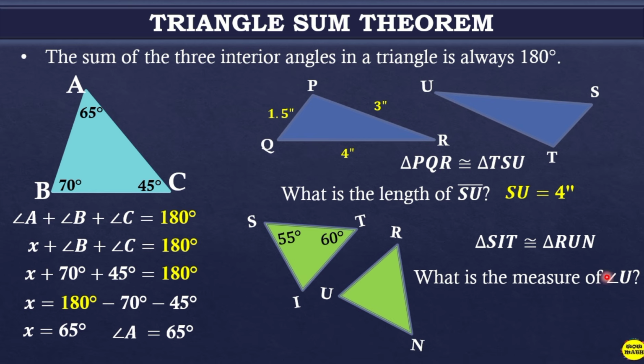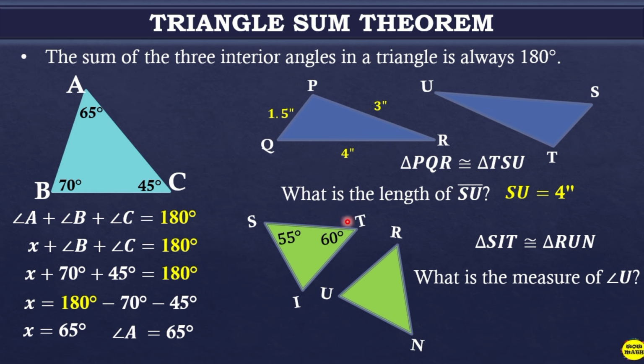Okay. So, si angle U, tingnan mo dito, correspond siya kay angle I. So, correspond siya kay angle I. So, kunin natin yung measure ni angle I. Kasi pag nakuha natin ito, ibig sabihin, ganun din yung measure ni angle U. Why? Kasi these two are corresponding angles, therefore they are congruent. Okay? So, kunin natin yung measure ni angle I. So, paano natin makukuha? Diba?